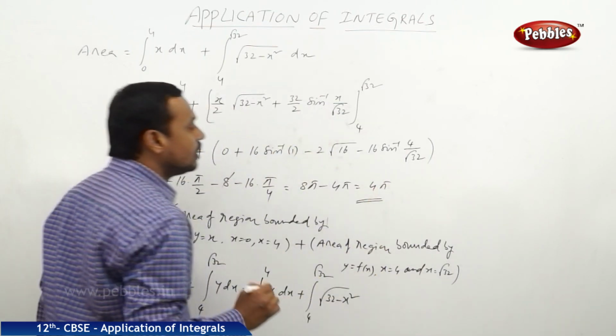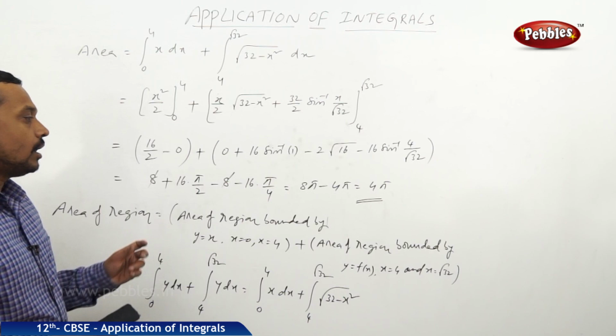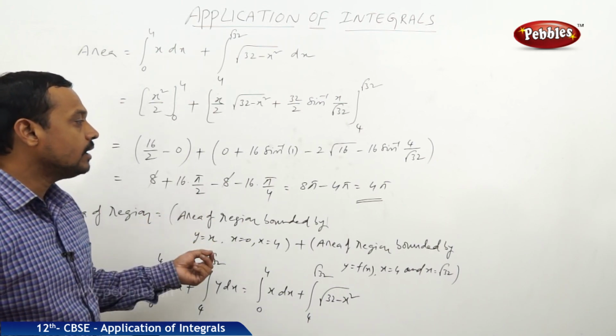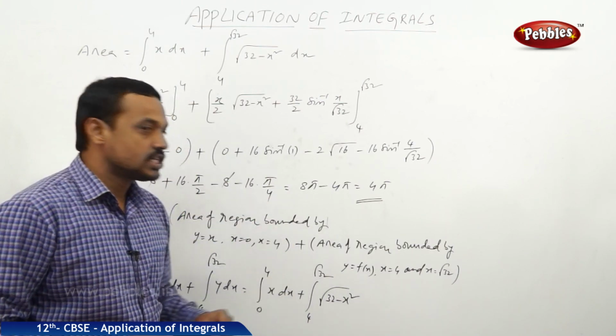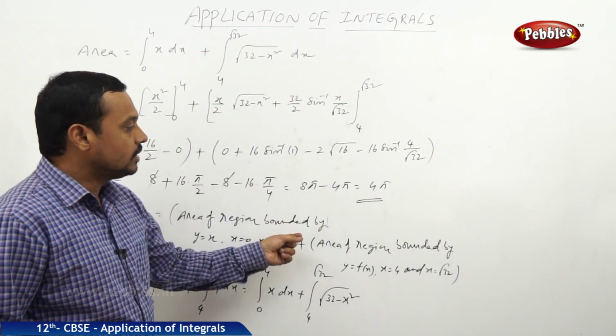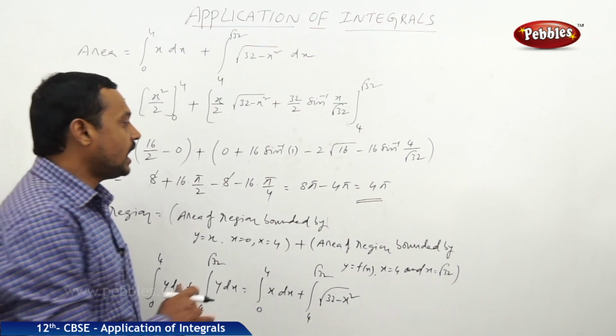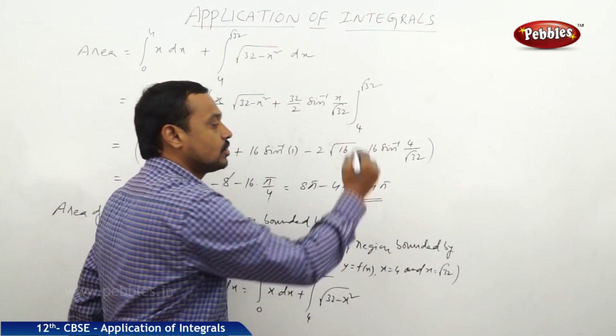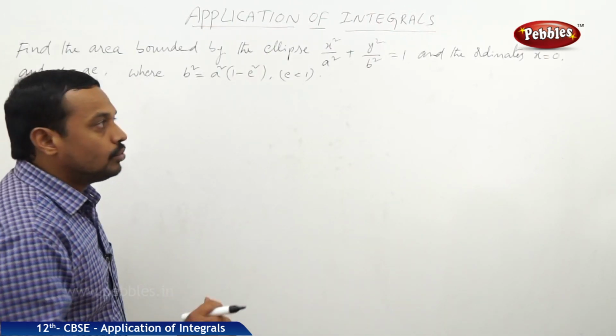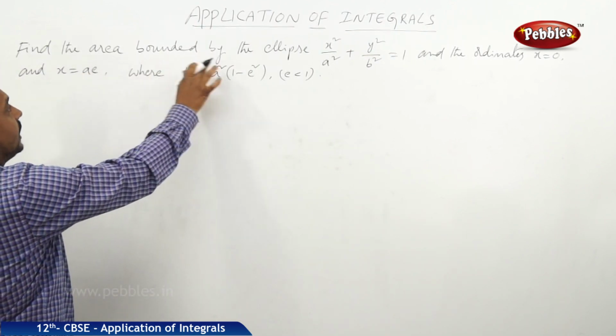So finally, the area of the region bounded by the straight line y is equal to x and the circle x square plus y square is equal to 32 with the x-axis in the first quadrant is equal to 4 pi. Now let us do another problem on the ellipse.